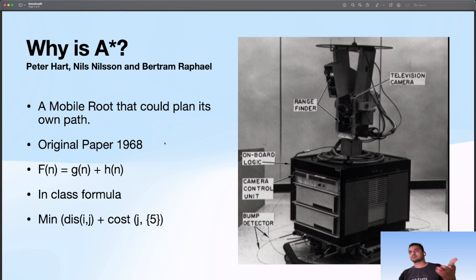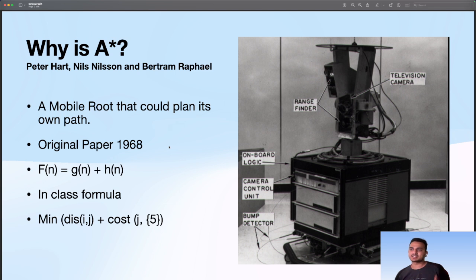Initially it was founded by three people: Peter Hart, Nils Nilsson, and Bertrand Raphael. The idea was that they wanted to make a mobile robot that could plan its own path. So this was the machine they made, and to make this machine work, they discovered the A star algorithm.